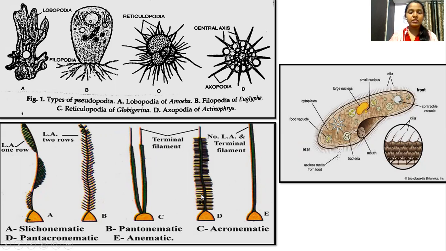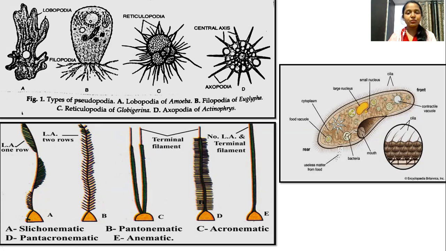Next is the pentacronematic. In case of the pentacronematic, along with the terminal filament, they'll have the mastigonemes, but the mastigonemes are arranged sideways. That is pentacronematic. And the last one is enematic, or otherwise called simple flagella, where these flagellas will not have any mastigonemes or any terminal filaments. So that is enematic or simple flagellas.